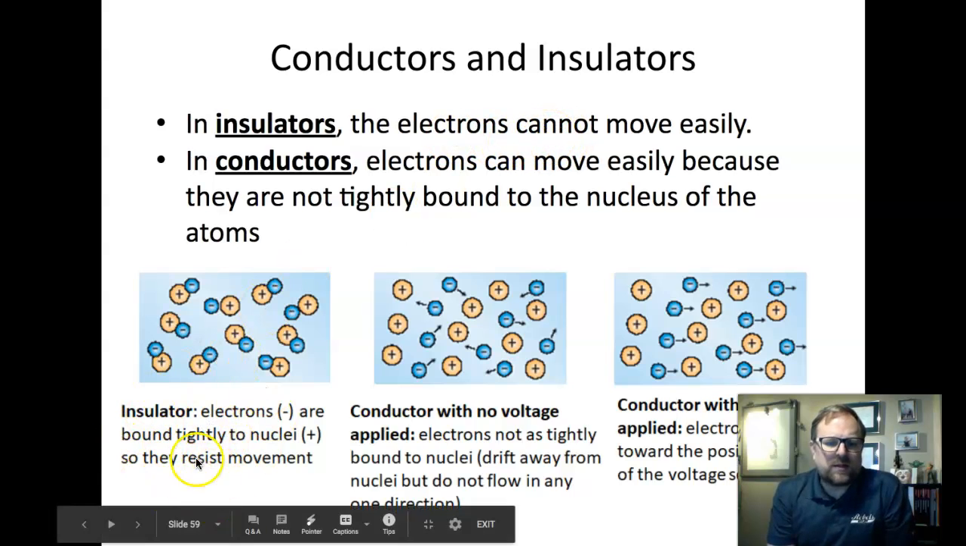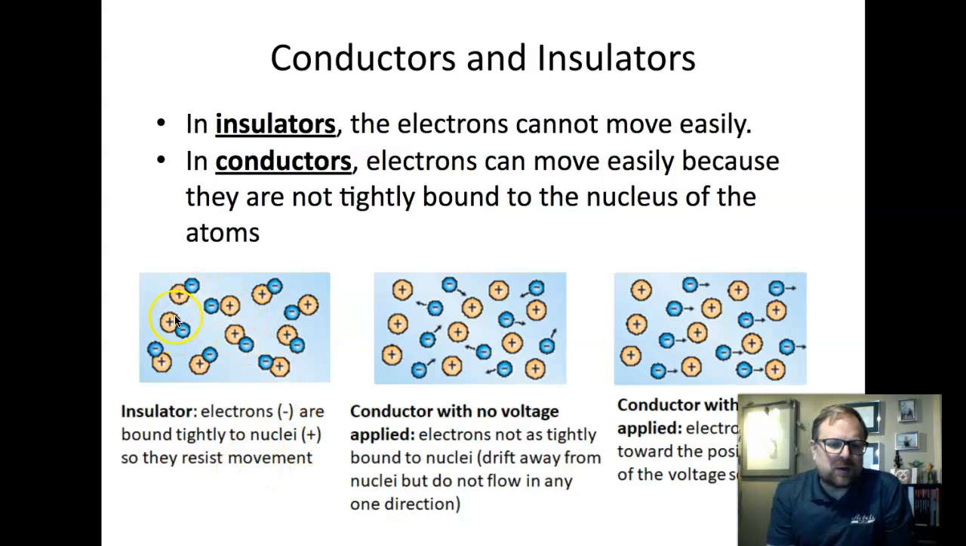So looking at this diagram down here, electrons are the little negatives and the protons are the positives, and so they are bound, these electrons are bound tightly to the protons, the positives, meaning that it's hard for them to move their way at all through that.